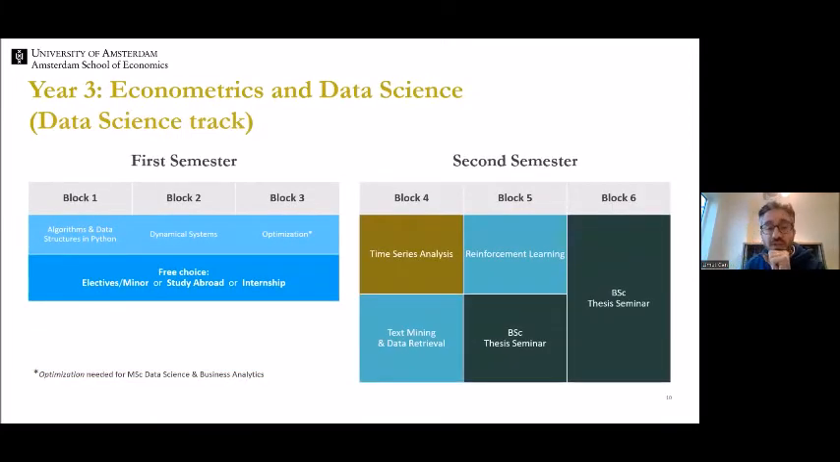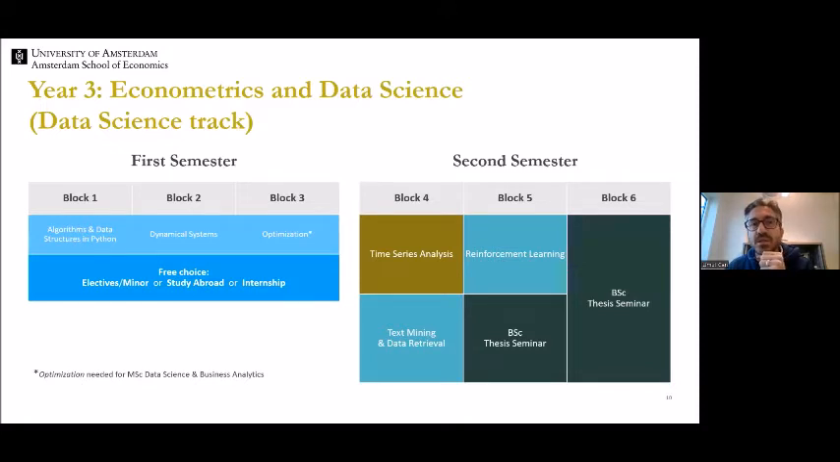If you choose the data science track within the econometrics and data science specialization, your first semester is once again completely flexible. The 3 courses that you see here in the first semester are again just recommended electives. They are not mandatory. You are again free to choose whatever electives you want in this first semester, and you can also do a minor or study abroad or an internship. So this is all the same as the previous slide.